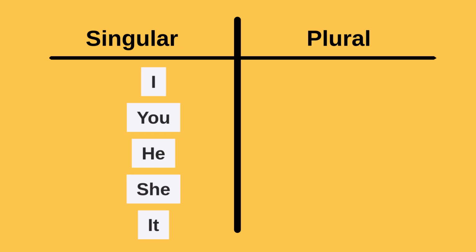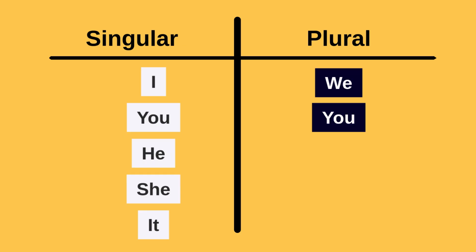Now the plural pronouns, when you're talking about more than one. We, yourself and other people together. You, a group of people. Yes, you works for both singular and plural in English. They, more than one person or thing.